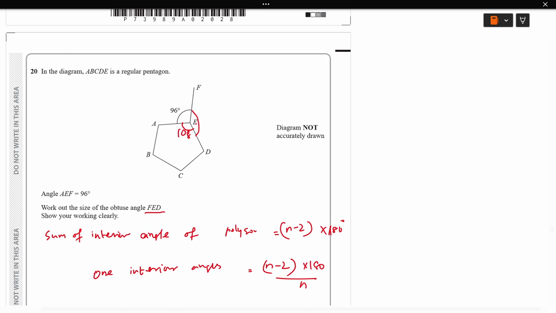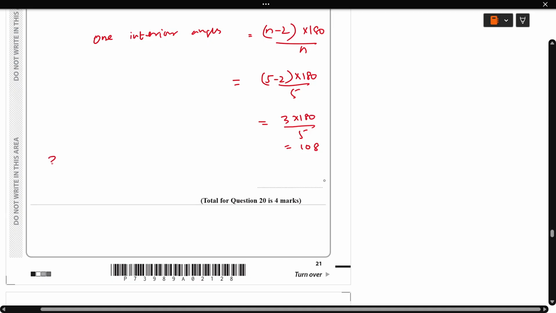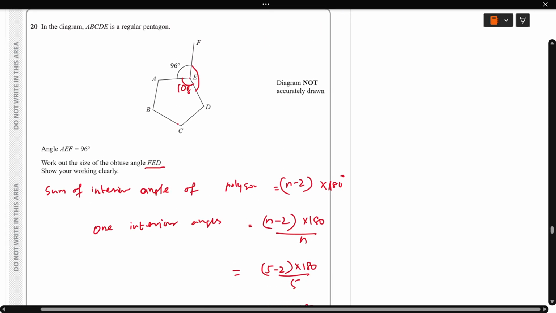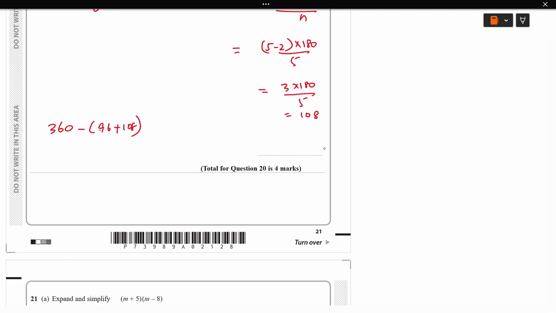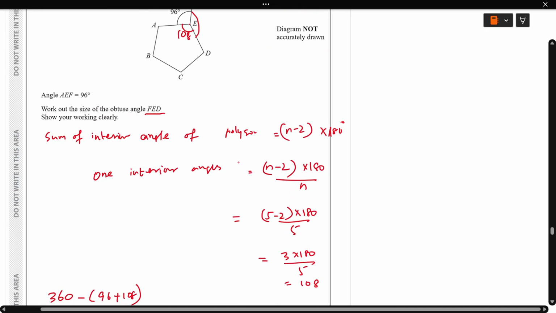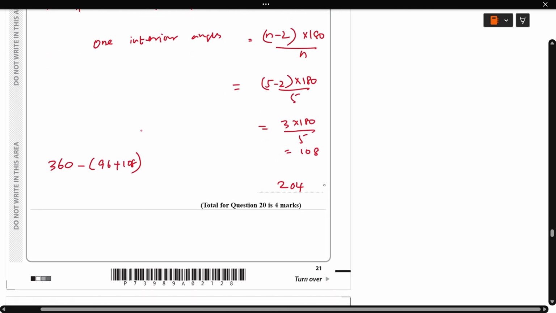Now we found this angle is 108, so we need to find this angle. Angles add up to 360 around a point. So 360 minus, we have to add this angle 96 plus 108. When we add and take away from 360, we get the answer, which is 204. That is obtuse, so the obtuse angle is 204.